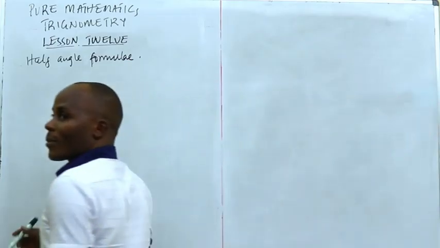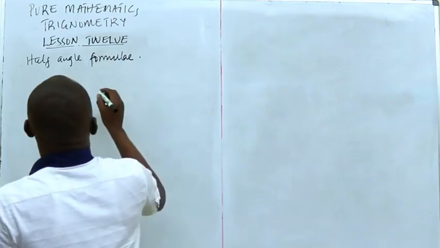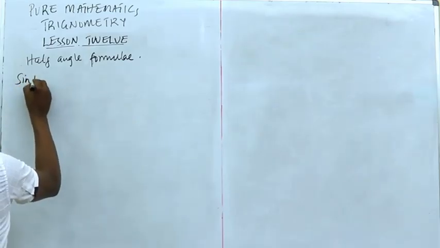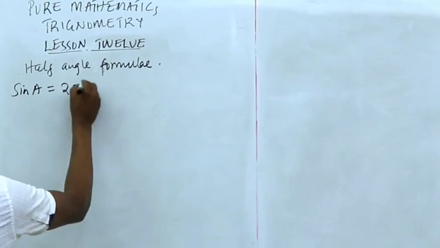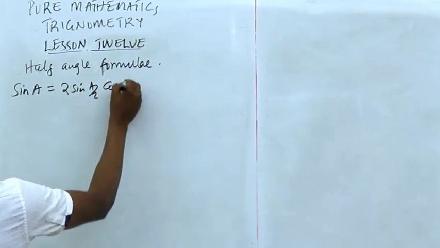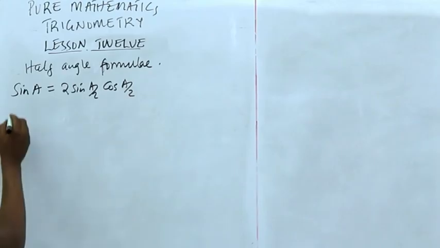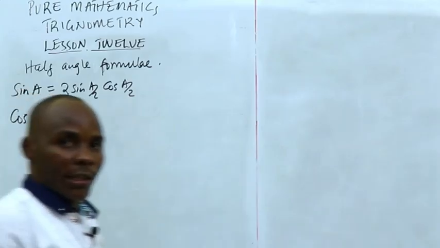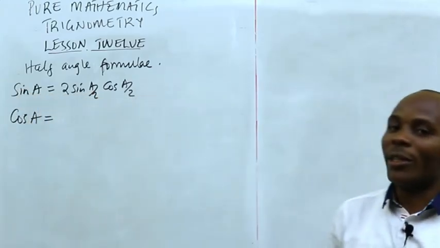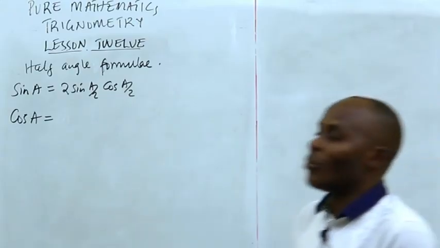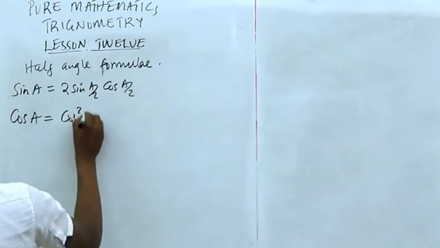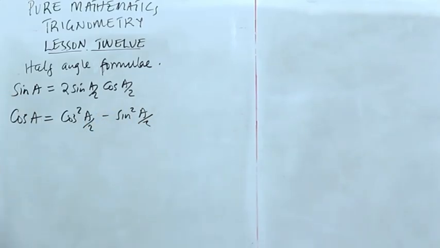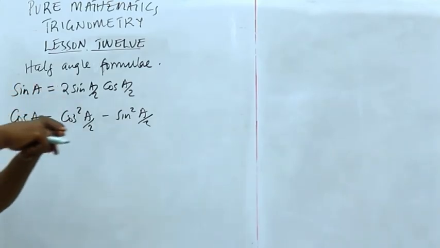Now, from sine of A, this is 2 sine A over 2 cos A over 2. Also, we can talk of cos of A. Cos of A, as a direct deduction, can be cos squared A over 2 minus sine squared A over 2. These are direct deductions from the double angles.